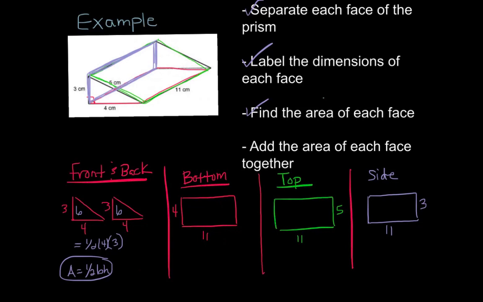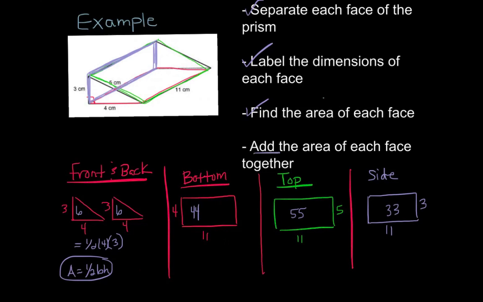Moving on to the next one, our bottom face, we have 11 by 4. So base, we're back to a rectangle now. Base times height. 11 times 4 gives me 44 centimeters squared. And then in the next one here we have, again, 11 as a base, but this time our height is 5. So we have 55 centimeters squared, or square centimeters. And then the final face we have 11 by 3, which gives me 33 square centimeters.